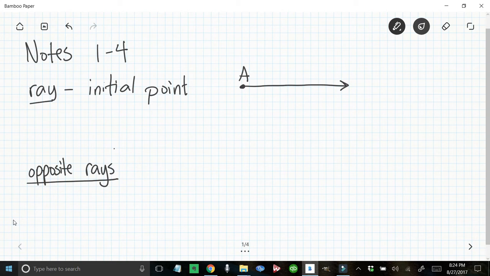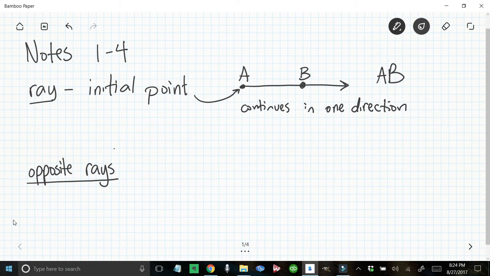So the way we're going to name a ray is we're going to have that initial point being A, and then it continues forever in one direction. So I'll just write continues in one direction. The way it would be named is we'd have another point someplace in that direction. Maybe this one's called B. I could name this ray AB, and I draw a little ray over top. If there were more points on this ray, like maybe there was another point here and this was named C, I could name this ray AC also.